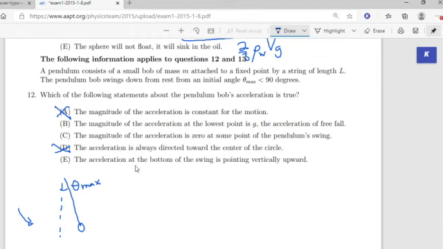The acceleration at the bottom of the swing is vertically upwards. Well, I know there should be a tangential component and a radial component, but at the bottom of the swing, I don't think it would be accelerating. So I think this could be true as well, I guess. The magnitude of the acceleration at the lowest point is g. Well, it's not falling since we have the tension, so it's either C or E, and I think for now I'll skip this.